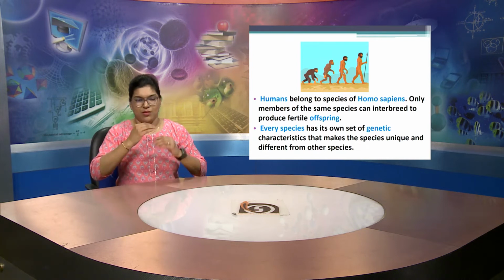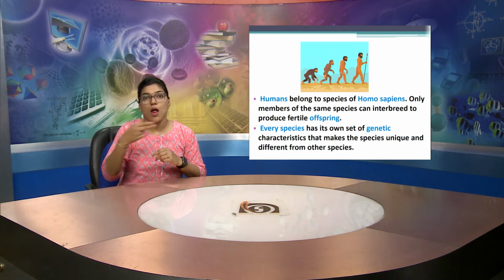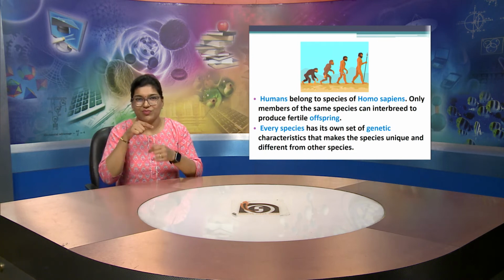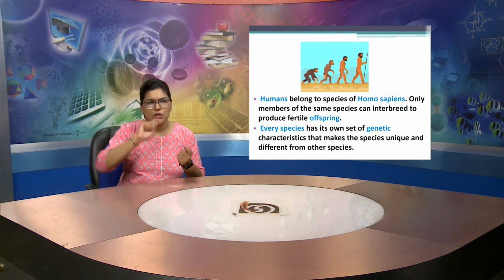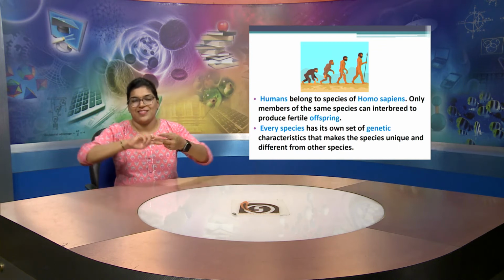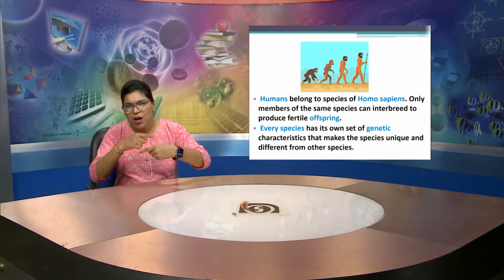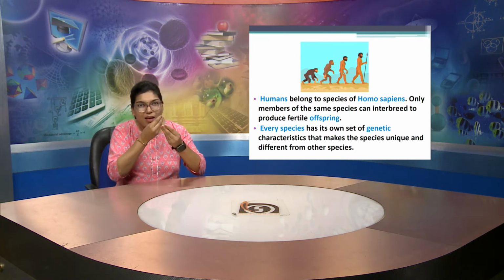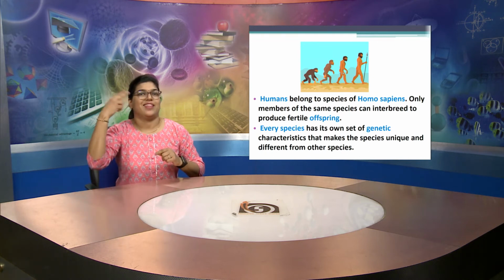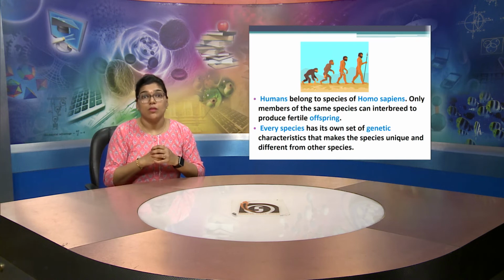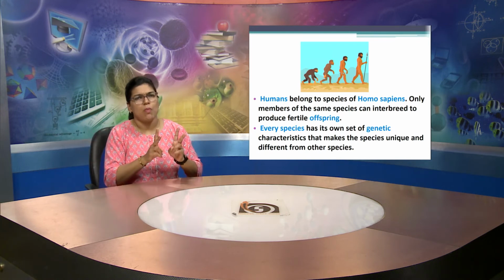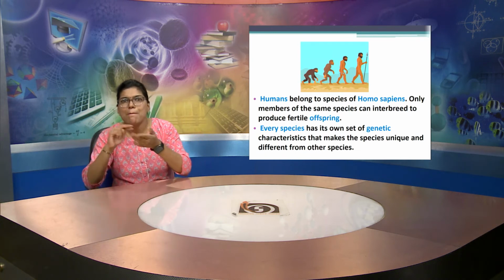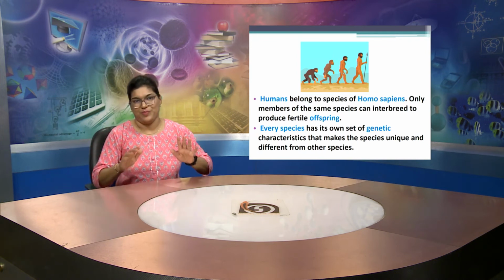This image is explaining that humans belong to the species Homo sapiens. Since a long time, humans have evolved, and now we see the modern man. And every species has its own set of genetic characteristics that makes the species unique.